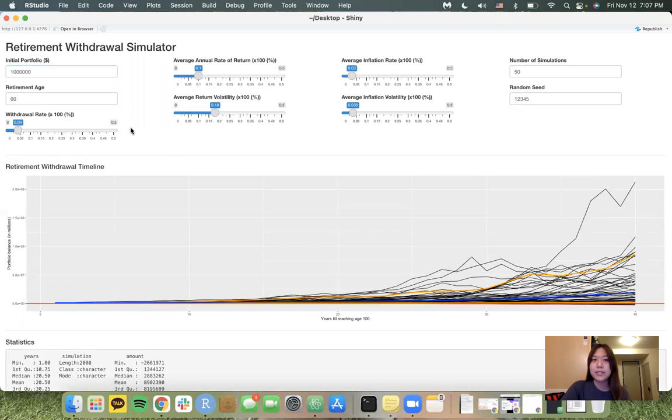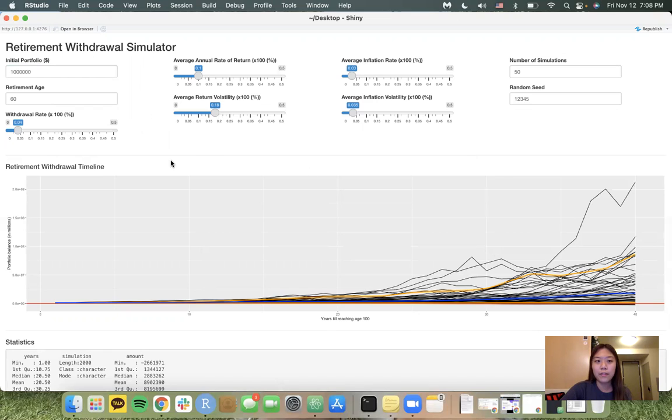So some limitations of this simulator is definitely the fact that it does only account for 9 different inputs. There are definitely more factors outside of these 9 right here that can influence the outcome of your retirement withdrawal. And so this simulator does not account for all the external factors that could influence a person or the result of what would happen. And so that is one limitation.